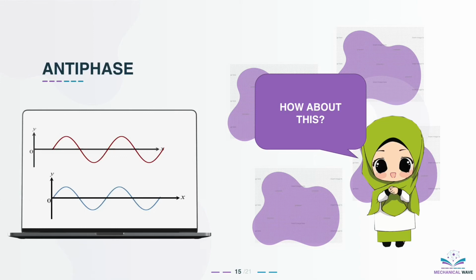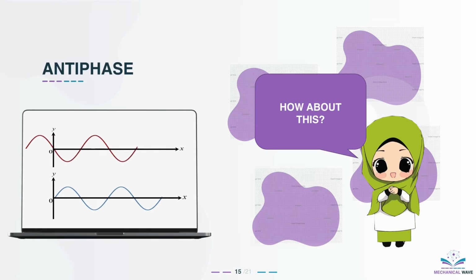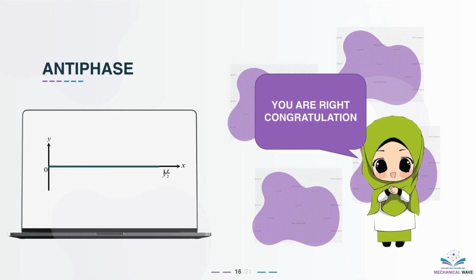Can you guess what will happen if the first wave is shifted to the left by a pi radian change, and then made to overlap with the second wave? The summation of these two waves in this example, however, will produce a new wave of zero amplitude. This is what we call antiphase, also known as out of phase.